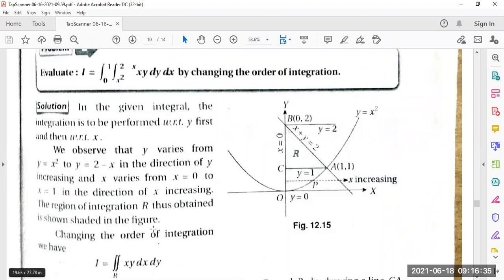This region is given. Changing the order of integration. Previously it was given as such. When we change the order of integration, then from here, y equal to x square, then x equal to root y, and from here y equal to 2 minus x, then what is the value of x? x equal to 2 minus y.